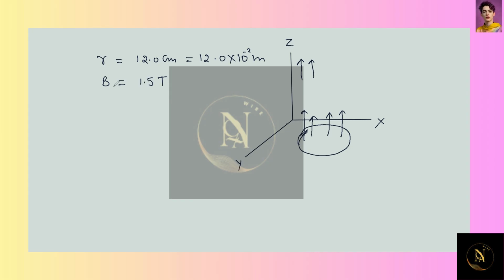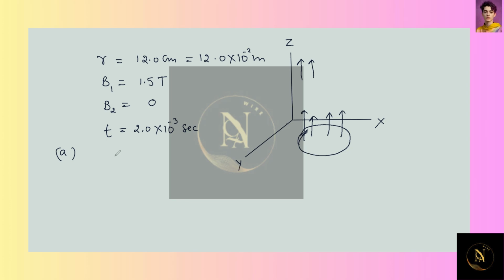This can be assumed to be the initial magnetic field because after some time the loop is removed from the magnetic field. In that case, the magnetic field passing through this loop will become 0. And this magnetic field becomes 0 in a time which is given as 2 millisecond, 2.0 into 10 raised to the power minus 3 second. In the first part of the problem, we have to find the EMF induced in the coil.